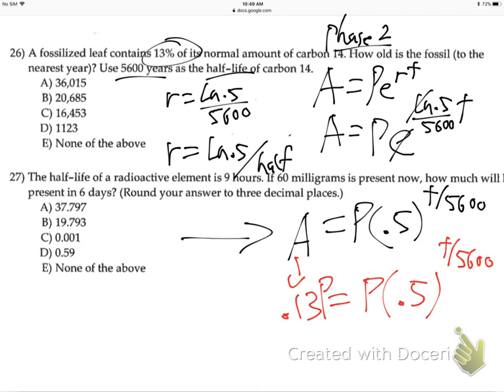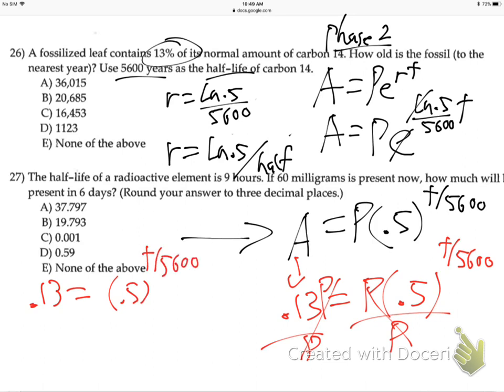Does that make sense? All right. The reason that becomes a big deal is because then you can get rid of the P. Students in the past have gotten messed up because it's only on one side, and then they're stuck, they don't know what to do. Well, it's supposed to be on both sides, and then it drops out, so it's totally gone. So 0.13 is 0.5 to the T over 5,600. What do you do now to solve for T? ln, dot, dot, dot, power comes down. That good, to there? Bring the whole power down, just like the last one.